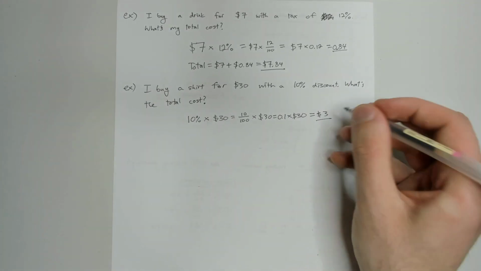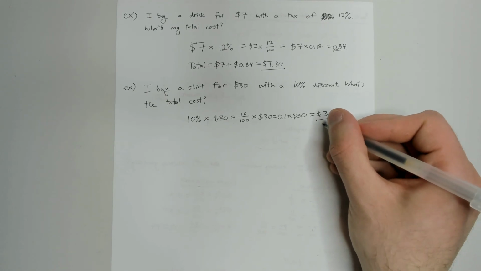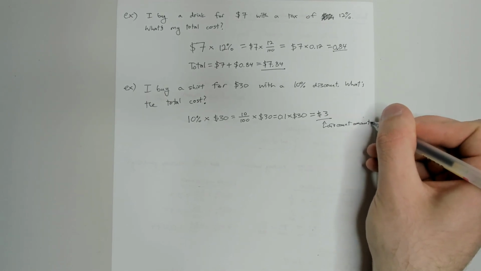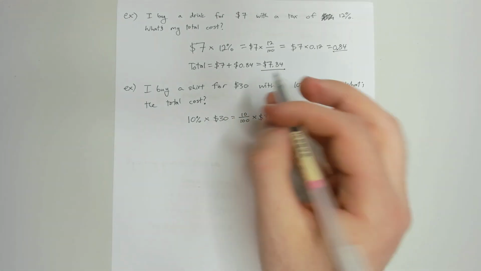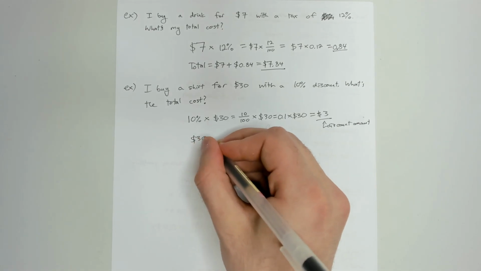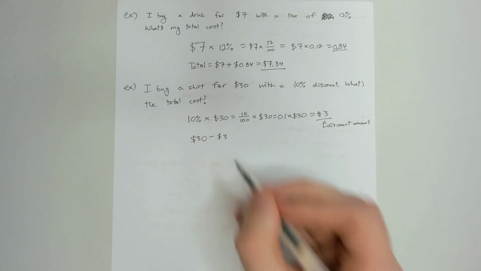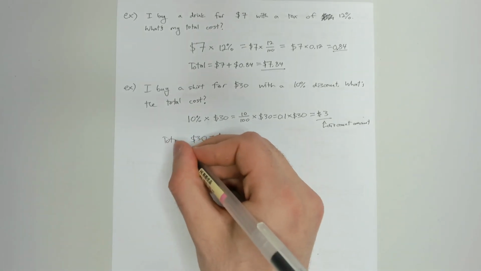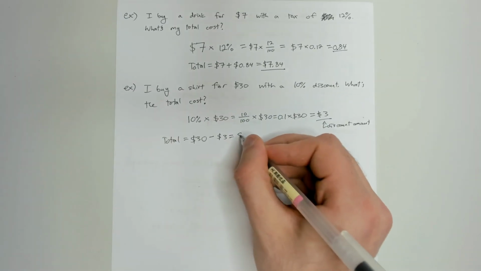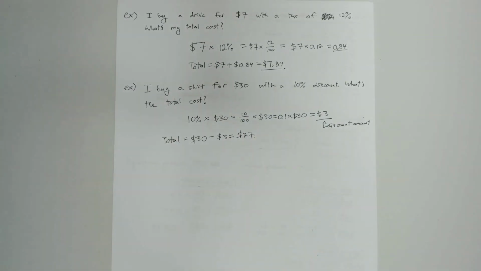So this $3 is basically our discount amount. So that's how much money we're going to be saving. So then what that means is that the shirt, which was $30, we're removing this discount amount of the $3, right? That's the 10% of the amount we started with. So that means our total is going to be $27. So this is how you go about calculating things like taxes or calculating things like discounts.